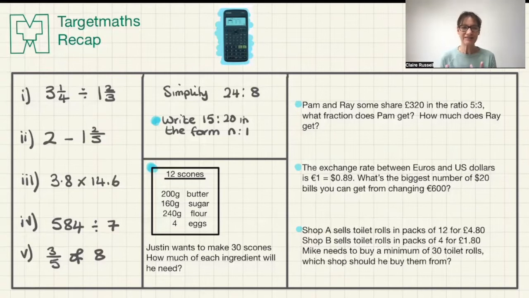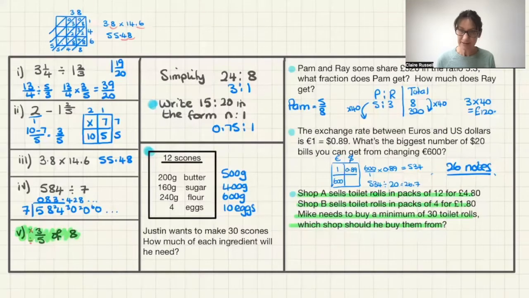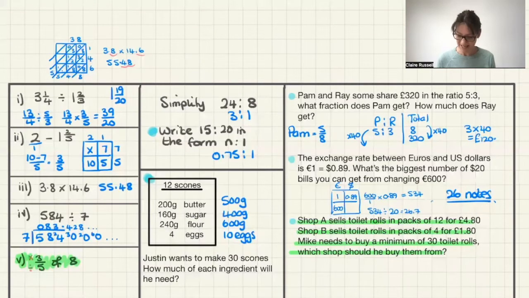So here is our recap. Plenty to get stuck in with there. So I want you to hit pause and press play when you're ready. Okay, here are our answers. Whoops, jumping around a bit. There you go. Okay, so mark, and then I'm just going to go through the two that I've highlighted.